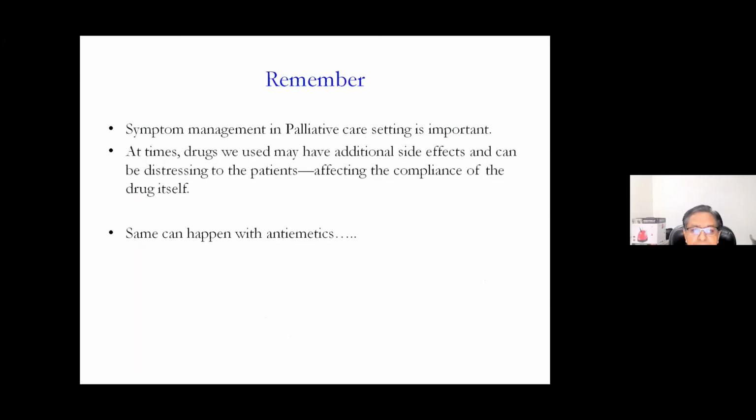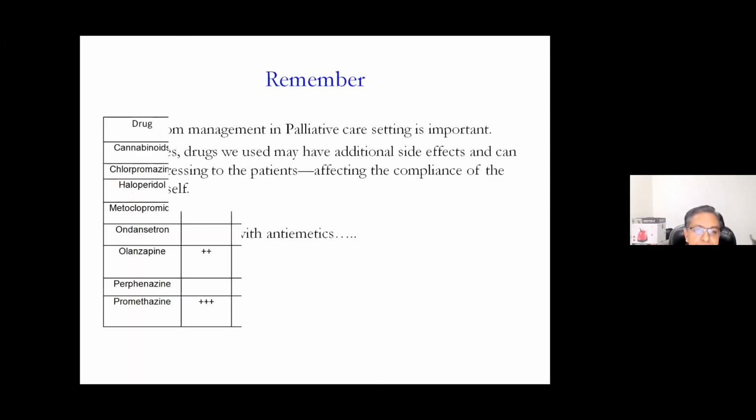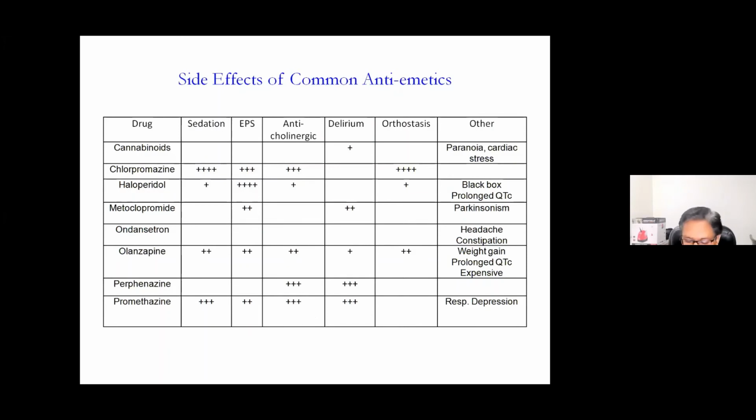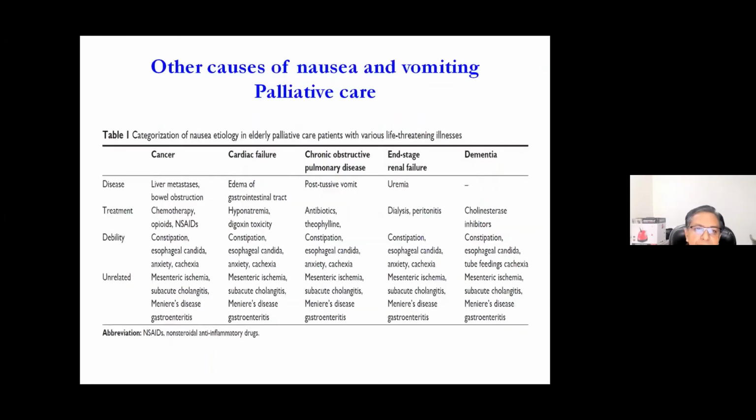Remember, symptom management in the palliative care setting is important, but the associated side effects are equally important when we use these agents, and hence we should be careful so that the compliance with the drug itself is not hampered by associated side effects. So we should be looking for various side effects like sedation, extrapyramidal symptoms, anticholinergic side effects, delirium, orthostatic hypotension, or some cardiac changes. We should be careful about these side effects and manage them accordingly so that the patient is not harmed. Also, the patient compliance remains good.